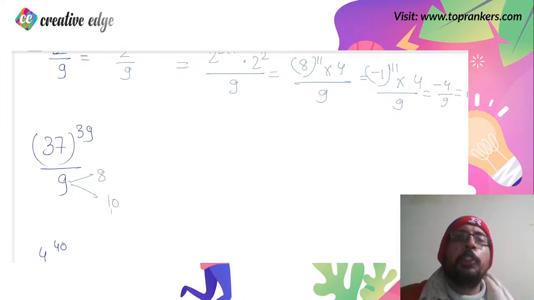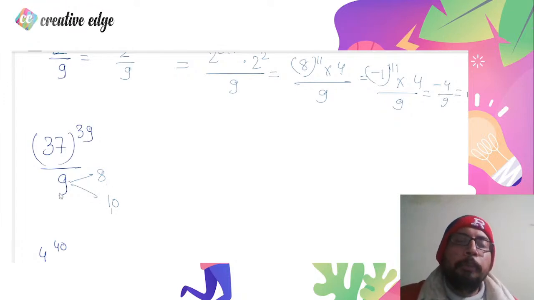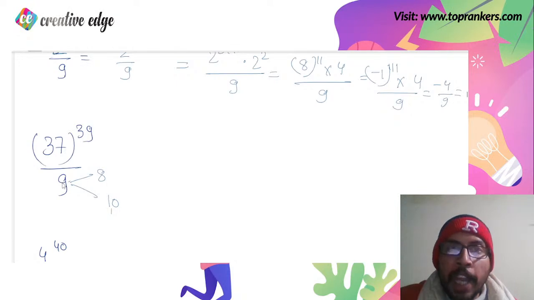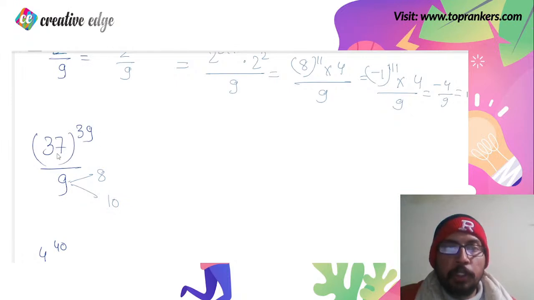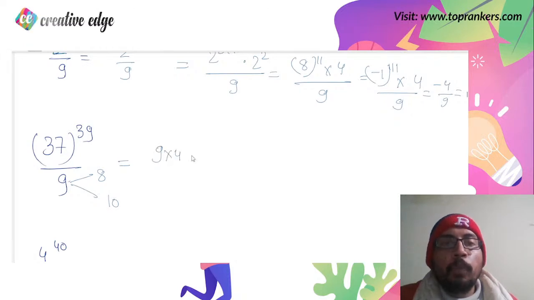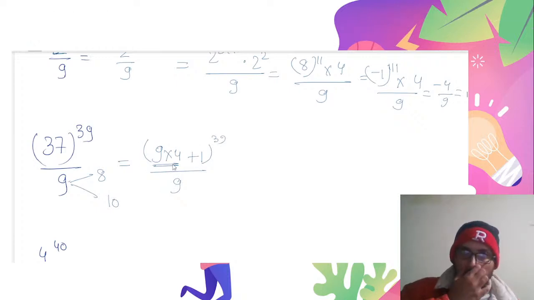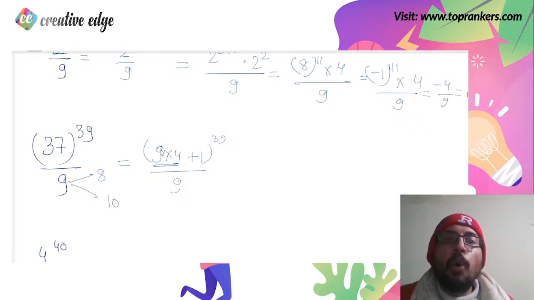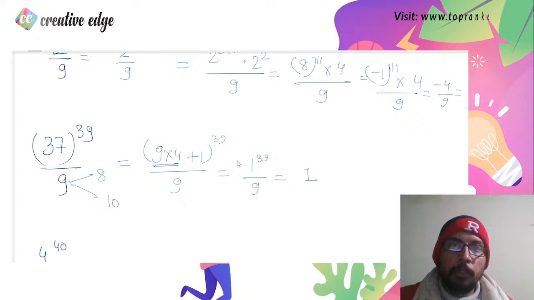Then what should I do? We can think, why not read the table of 9, because by reading the table of 9 I can reach the closest to 37. So I can see that this 37 can be written as 9 into 4 plus 1 upon 9, and this 37 has power 39. So obviously this 9 into 4 will give me 0 as my remainder. So the remainder that I am left with is only 1. So I will be getting 1 to the power 39 upon 9. So I will be getting 1 as my remainder, right?